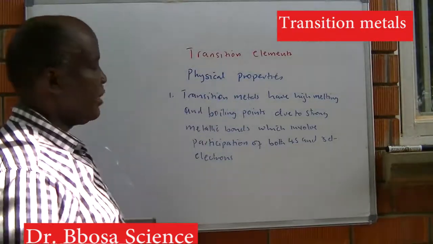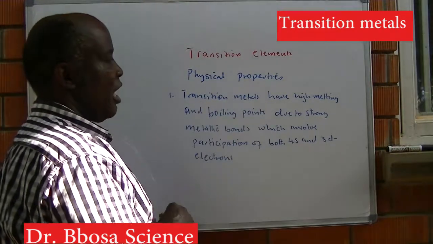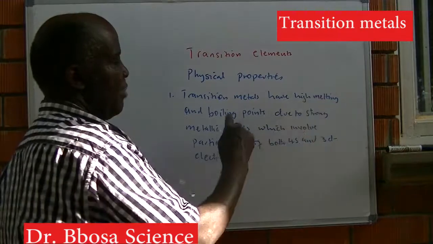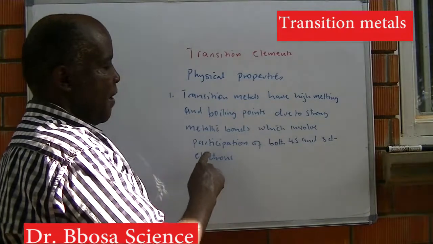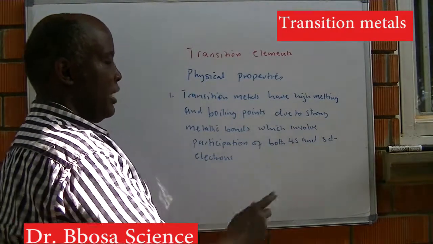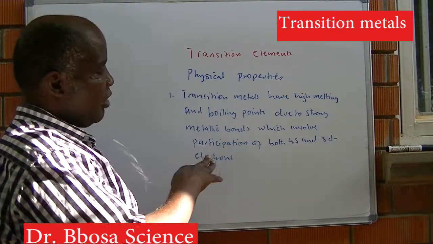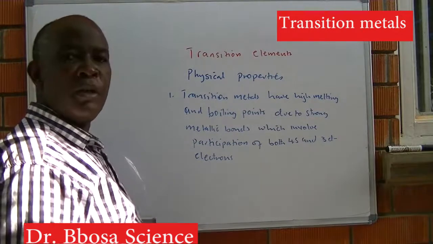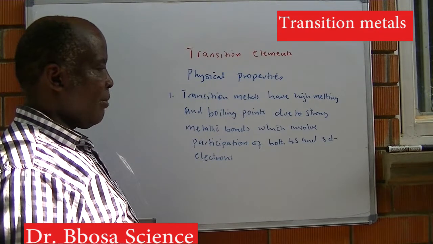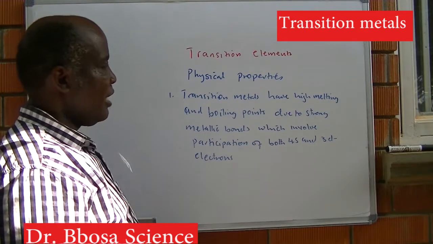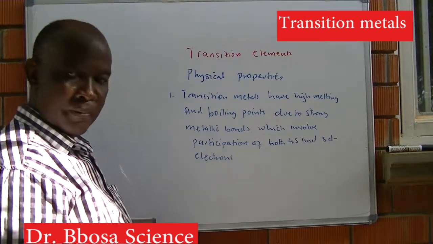Physical properties. 1. Transition metals have high melting and boiling points due to strong metallic bonds, which involve participation of both 4s and 3d electrons. The more electrons involved in the formation of metallic bonds, the stronger the metallic bonds. The stronger the metallic bonds, the higher the melting points and boiling points.